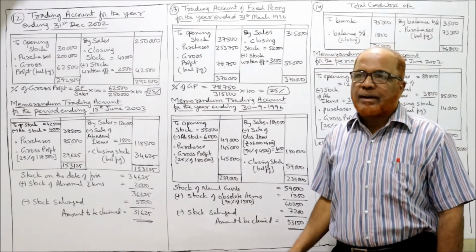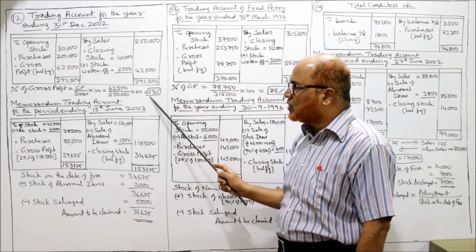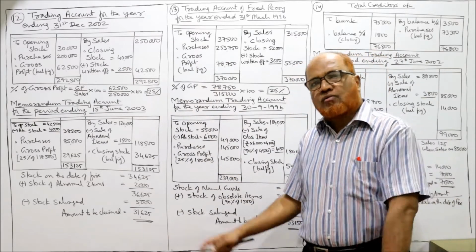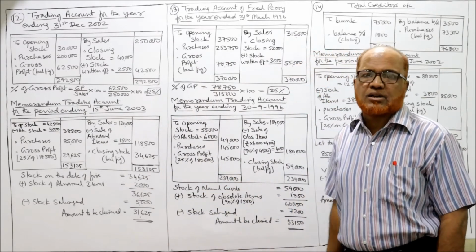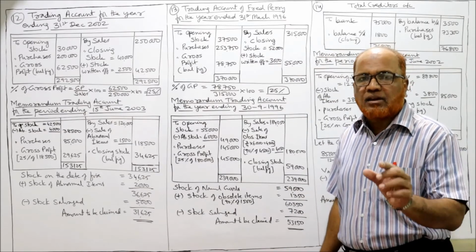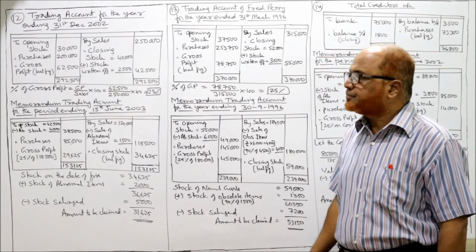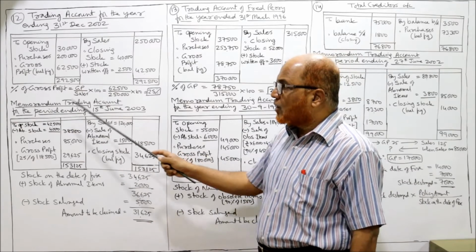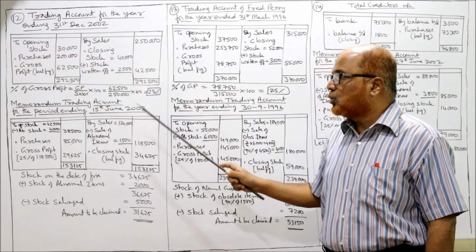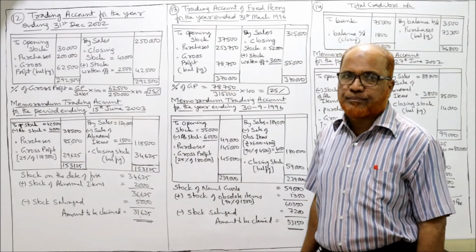The purpose of making this trading account is to find out the GP ratio. Now this GP ratio we apply during the current year 2003, the year in which the fire occurred. Memorandum trading account for the period ending 15th June 2003. This is the date of fire, right?